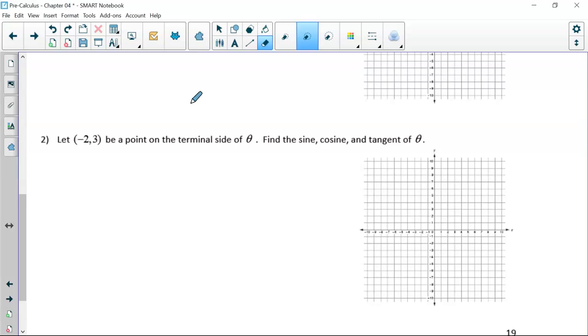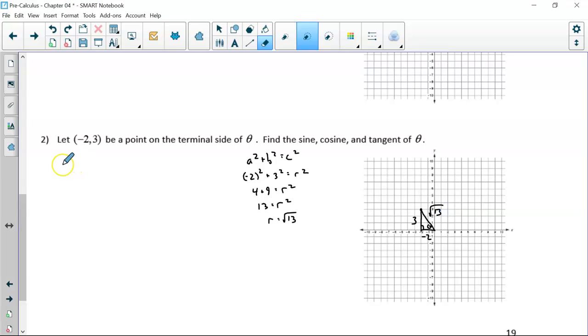Let's try another one. Negative 2, 3. So back 2, up 3. We're in that second quadrant again. Draw your triangle. Theta is down here at that spot. Here is our x coordinate, it's a negative 2, and our y coordinate is a 3. So we have to find the radius. So a squared plus b squared equals c squared. So it's going to be negative 2 squared plus 3 squared equals r squared. 4 plus 9 equals r squared. 13 equals r squared. Take the square root of both sides, the radius is the square root of 13.